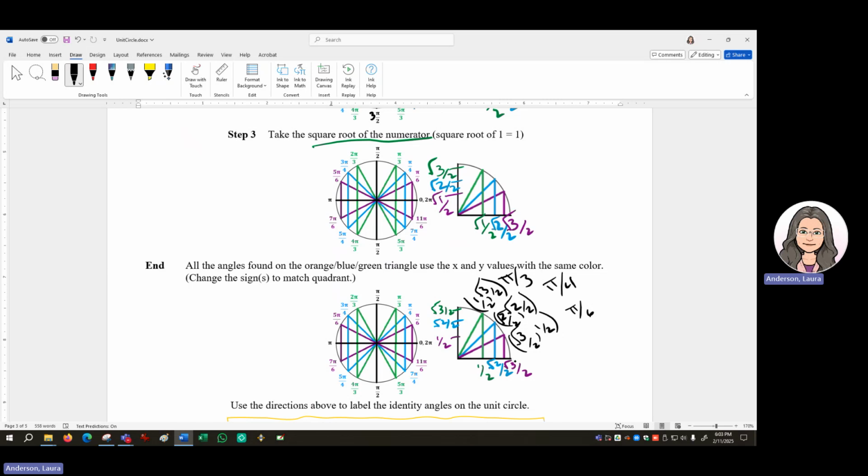We do have on the x-axis, it is over 1 and up none, so that's going to be 1, 0. And on the y-axis, it's up 1 and over none, so it's 0, 1. The significant thing is that if you know these 5 angles, you know the whole circle.